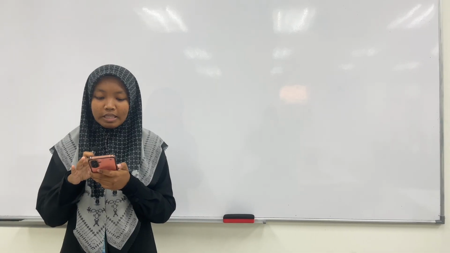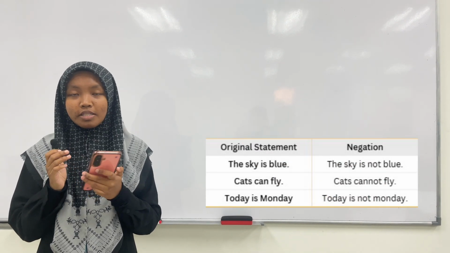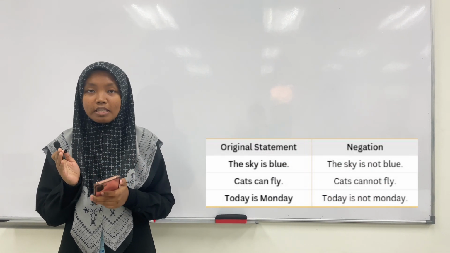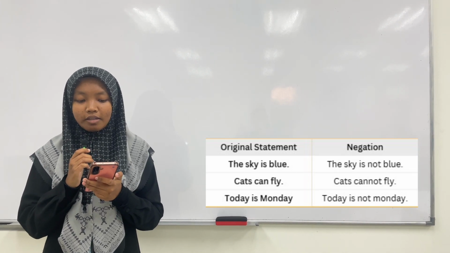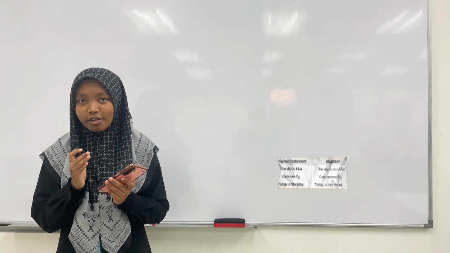For example, in a statement, the sky is blue. This is the original statement. But for the negation, the sky is not blue. Next, the original statement, cats can fly. But for the negation, cats cannot fly.